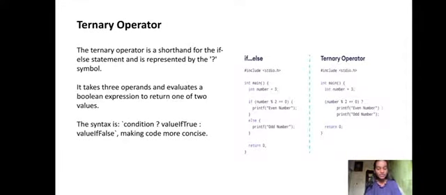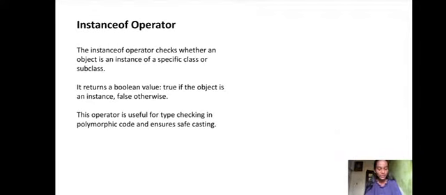Instanceof operator. The instanceof operator checks whether an object is an instance of a specific class or subclass. It returns a Boolean value, true if the object is an instance, false otherwise. This operator is useful for type checking in polymorphic code and ensures safe casting.